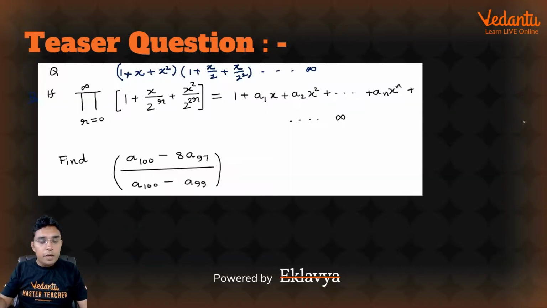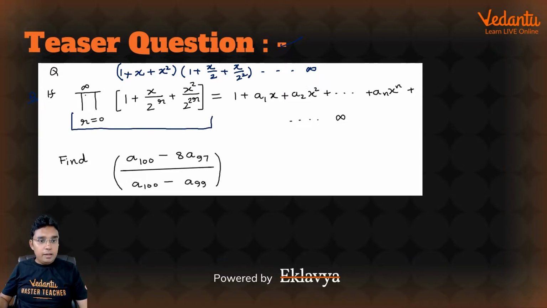Now coming to this teaser question, I have taken actually the same question which I gave you last week also. Here you are given (1 plus x square) into (1 plus x by 2 plus x by 2 square) and so on up to infinite. You can write this in shortcut in this way, that product from r is equal to 0 to infinite, of the bracket 1 plus x upon 2 power r plus x square upon 2 power 2r, is equal to 1 plus a1 x plus a2 x square and so on till infinite. Then you have to find (a100 minus 8 times a97) upon (a100 minus a99).